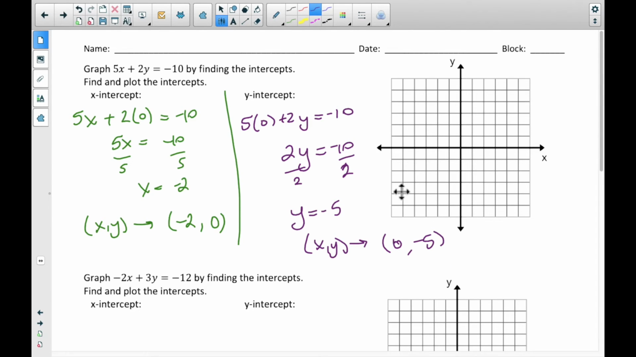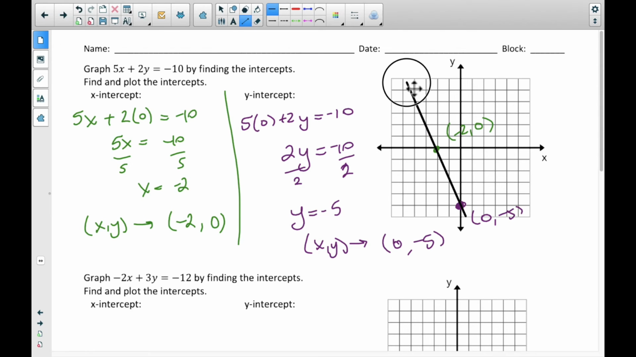Okay, now I need to graph those points. So 0, -5 is down here. That's the point 0, -5. And -2, 0 is over here. Here's my point -2, 0. The only thing I need to do now is connect them with a straight edge. So I'm going to get my straight edge, and I'm going to do my best to make a really good straight line, connect them, extend it all the way across the graph. So here's my line.